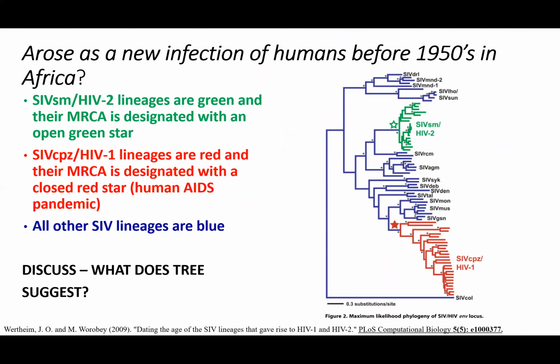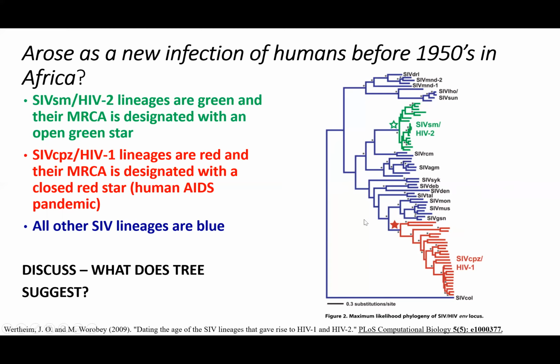And so new infections we believe to have occurred before the 1950s in Africa. So here we have HIV-2 lineages in green, HIV-1 lineages in red, and all other SIV lineages are blue. And the question we can ask is, what does this suggest? If you want to take a deep dive into this, I recommend taking a peek at this paper. It's a really interesting paper.